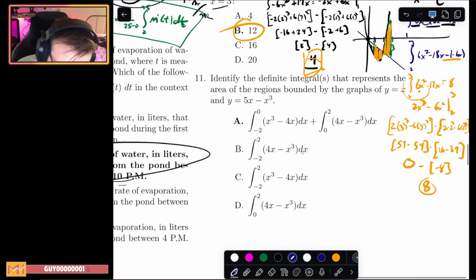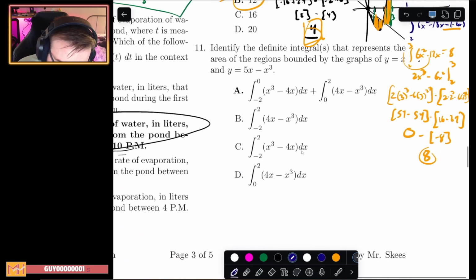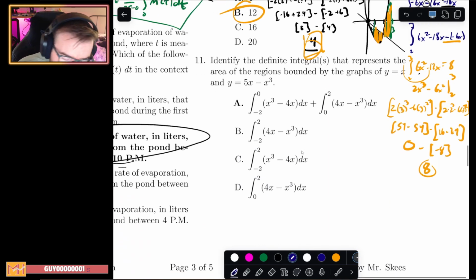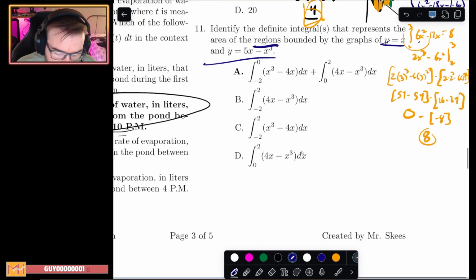All right. Number 11, all right? Identify the definite integrals, or integrals, plural, that represents the area of the regions bounded by the graphs of y equals x and y equals 5x minus x cubed.